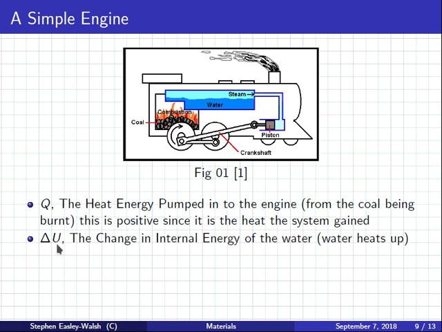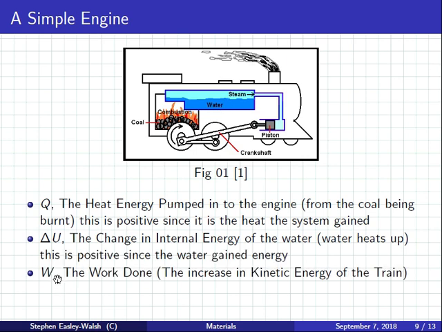This delta U is the change in internal energy. So what happens to this water? It gets hot, it turns into steam. W is the work. What is the work? The train moves.